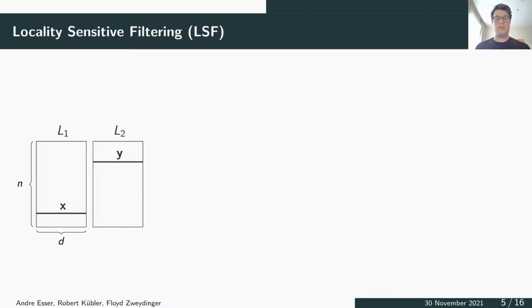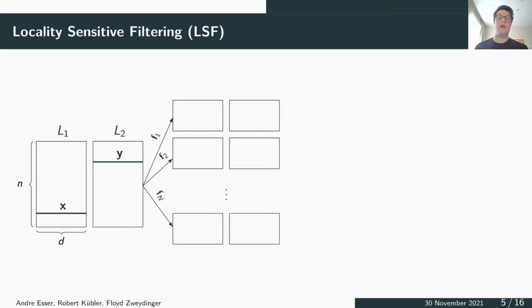Another technique which extends the LSH approach is the so-called locality-sensitive filtering, or short LSF. In this framework, we choose a family of filtering functions fi, which we apply in the same fashion as in the LSH approach. Meaning, for every element we go through our two lists and apply our filter functions. Note that we are repeating this for n different filtering functions fi.